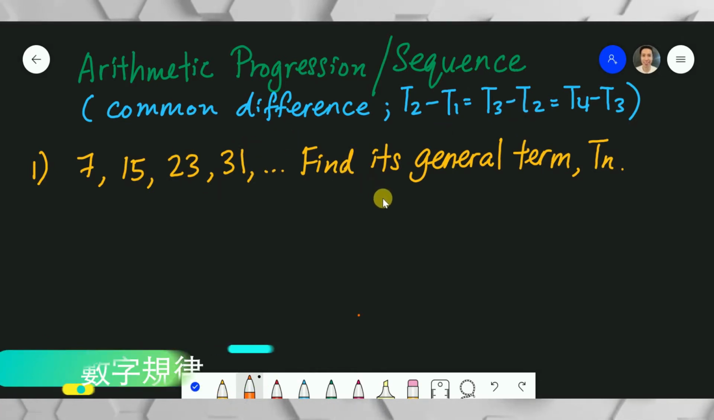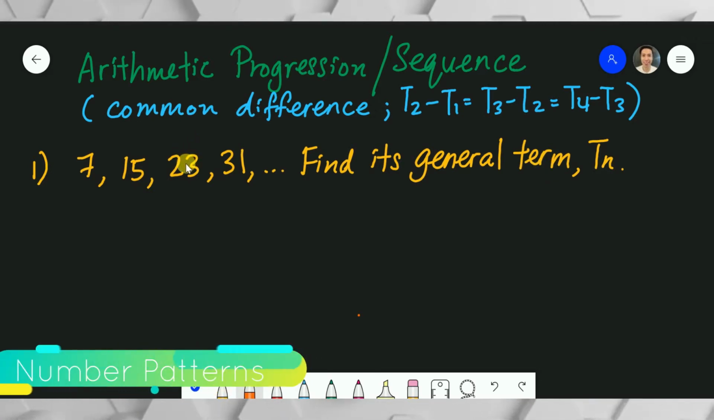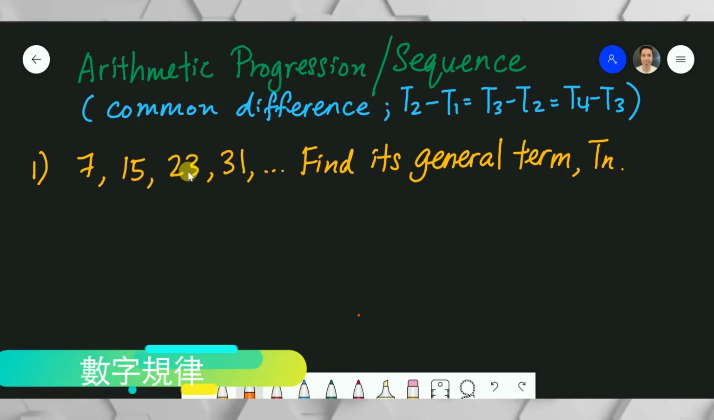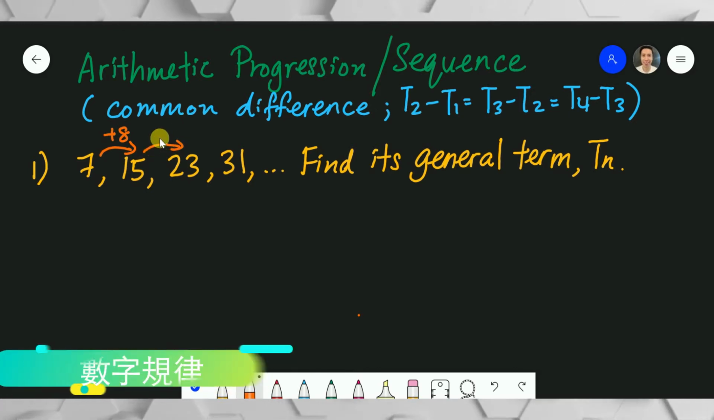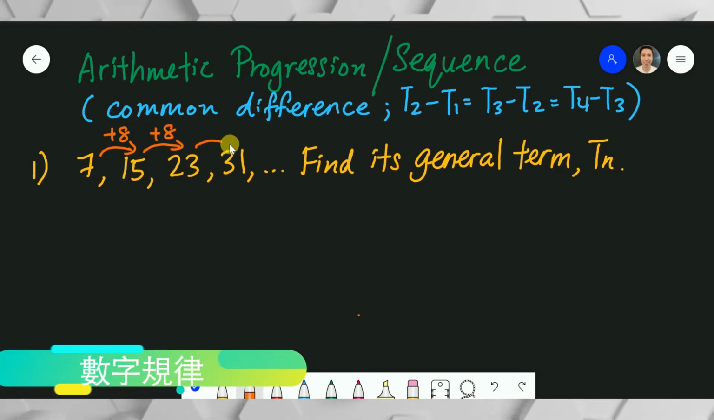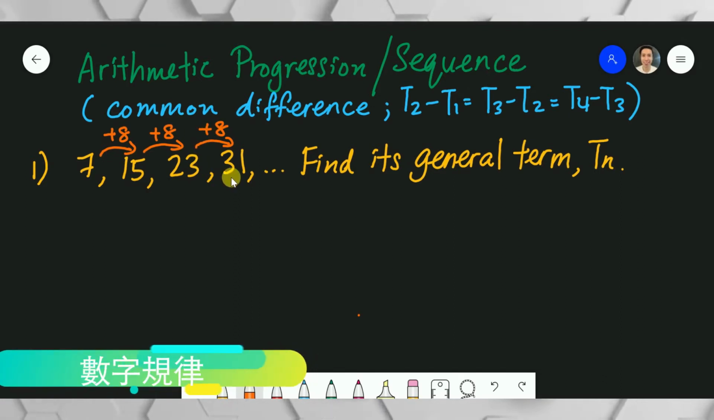Given this series, the question asks us to find its general term Tn. How do we start this question? First of all, we need to determine whether this sequence is in arithmetic form by finding the common difference. If you observe it clearly, 7 plus 8 is 15, and then 15 plus 8 is 23, and 23 plus 8 is 31. So this sequence has a common difference, which is 8.